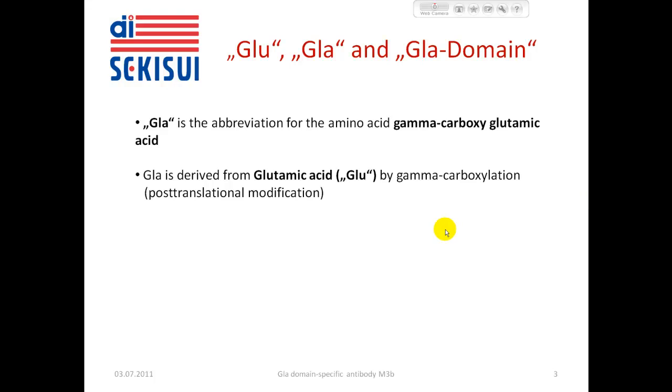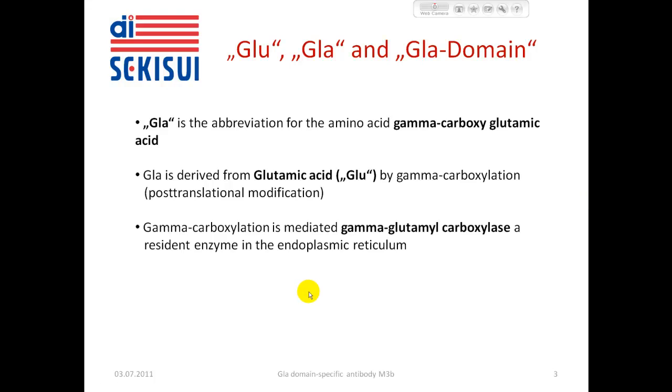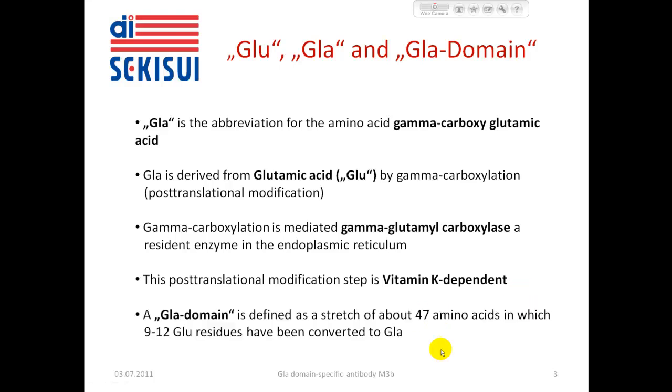by gamma carboxylation. Gamma carboxylation is mediated by gamma-glutamyl carboxylase, a resident enzyme in the endoplasmic reticulum, and very important, this post-translational modification step is vitamin K dependent. A Gla domain is defined as a stretch of about 47 amino acids in which 9 to 12 GLU residues have been converted to Gla.